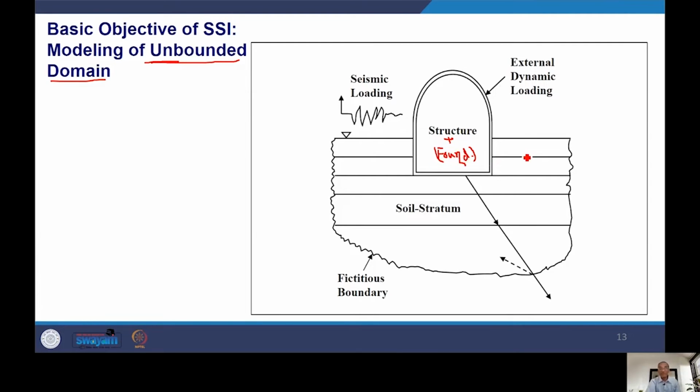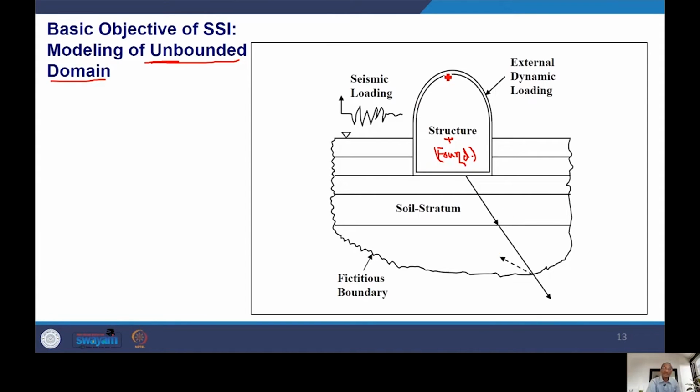For static loading, one can consider some part of the soil with the structure and apply what is called a fictitious boundary. A fictitious boundary is a boundary which is not really there, but you are considering some part of the soil with judgment with the structure, and then you can analyze the soil with the structure. This analysis is all right, there is no problem for static loading. But when you deal with seismic loading or earthquake loading, this kind of analysis is not permitted. And what is the reason for it?